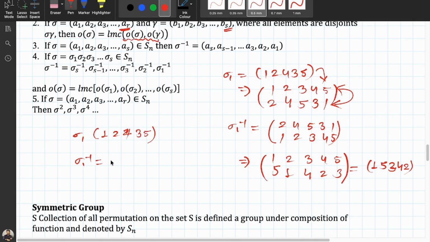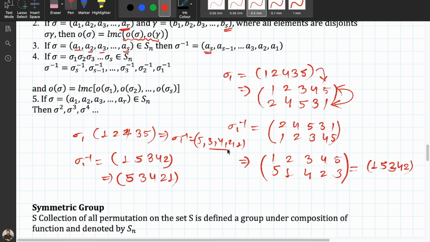What is your sigma 1 inverse? That is 1 5. Okay, 1 5. Here it is 1 5 3 4 2. It is simply, if you write like this, it is nothing but 5 3 4 2 1. Okay, we can easily write. So just if you have a1 a2 a3 a5, then just write it in this way. From here s minus 1, then 3 1. If you write the inverse of this, the inverse is simply 5 3 4 2, and that's the simple criteria. Okay, so this is all about inverse.